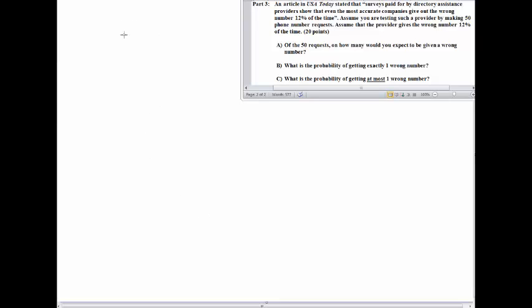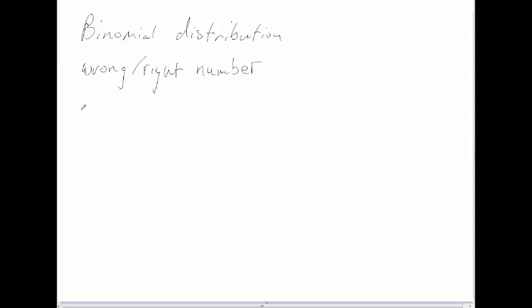So this is going to be a binomial distribution. And we know that because what we're talking about has two possible outcomes, a wrong number or a right number given. And we've got n, the number of trials, which is the 50 numbers that we're requesting. Let's say the probability of getting it wrong is 0.12. Probability of getting one right is 1 minus that, or 0.88. So those are our parameters for this binomial experiment.